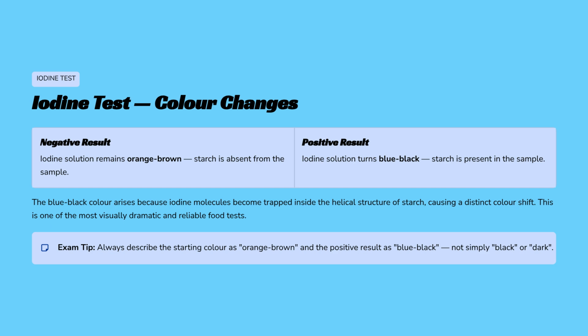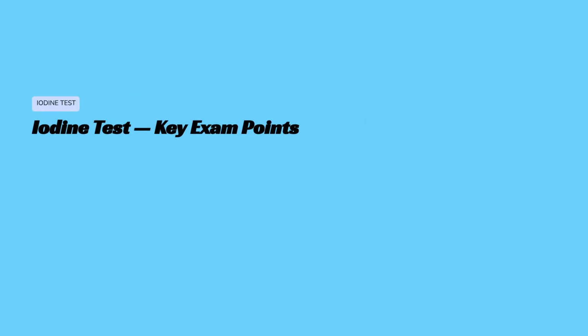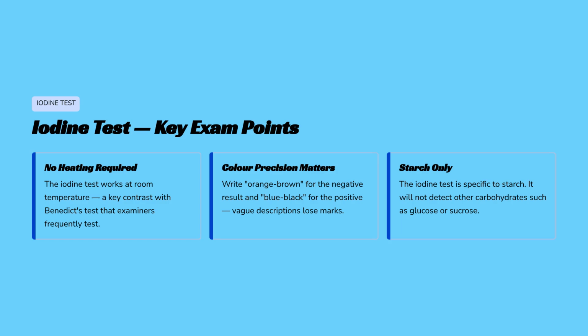For the iodine test, a negative result remains orange-brown, while a positive result turns blue-black. This shift happens because iodine molecules get trapped in the starch's helical structure. Key exam points for the iodine test: It works at room temperature. It is specific only to starch, and precision in your color description is vital. Use orange-brown and blue-black to ensure you don't lose marks.